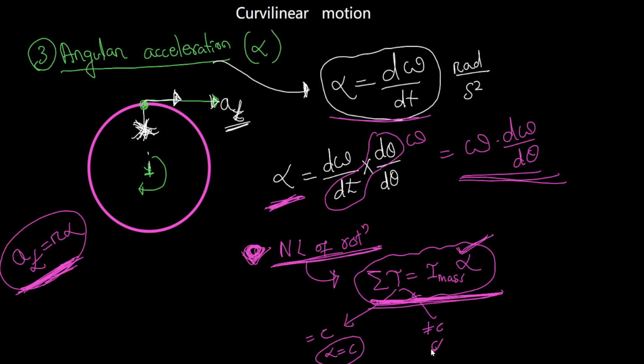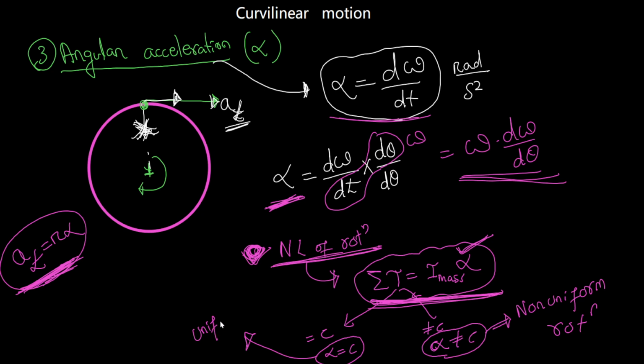If the torque is not constant, the angular acceleration will not be constant. If the angular acceleration is not constant, then we will say it's a non-uniform rotation. Here this one will be called uniform rotation, similar to the rectilinear motion. For uniform motion, we have a set of equations like s is equal to ut plus half at square, v is equal to u plus at, v square is equal to u square plus 2as. Similar equations we have for this one.